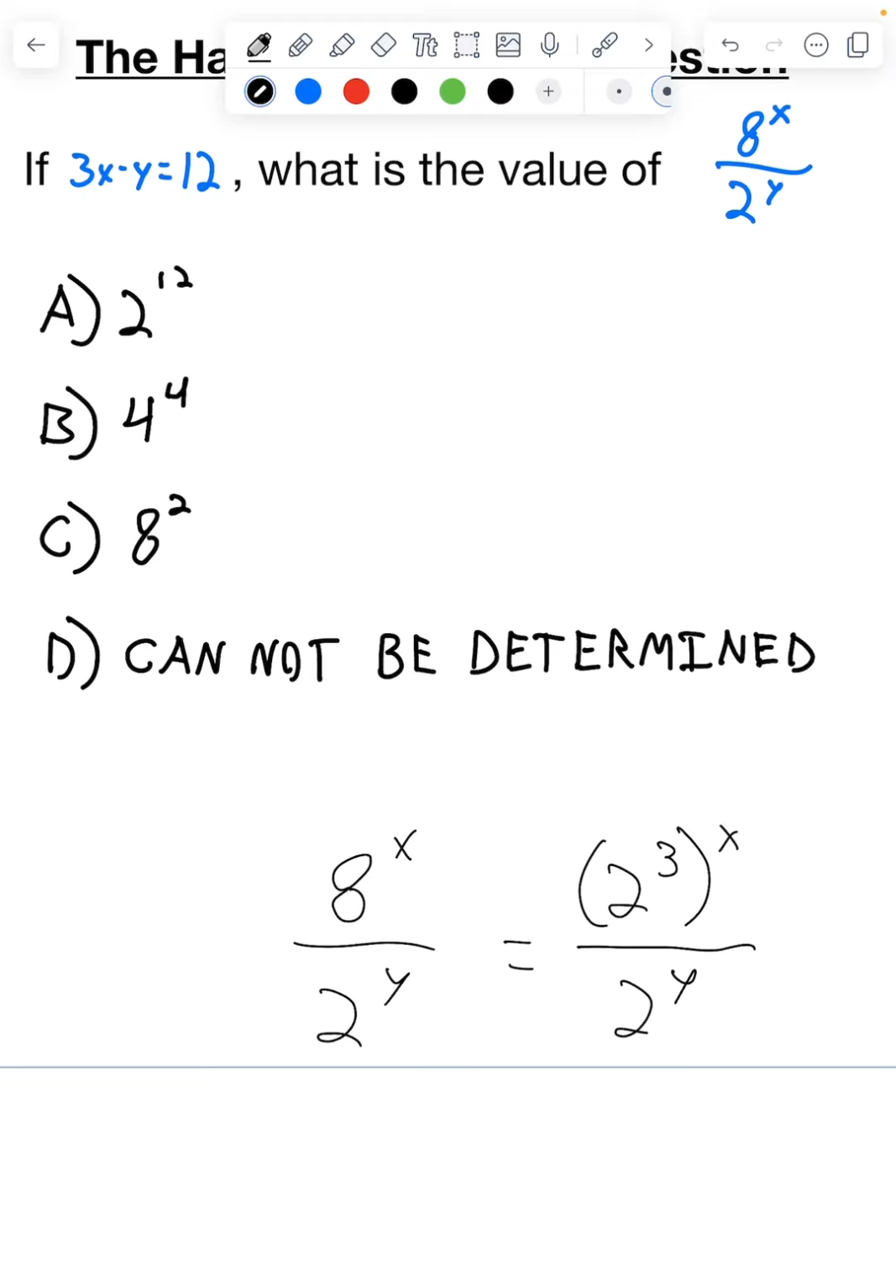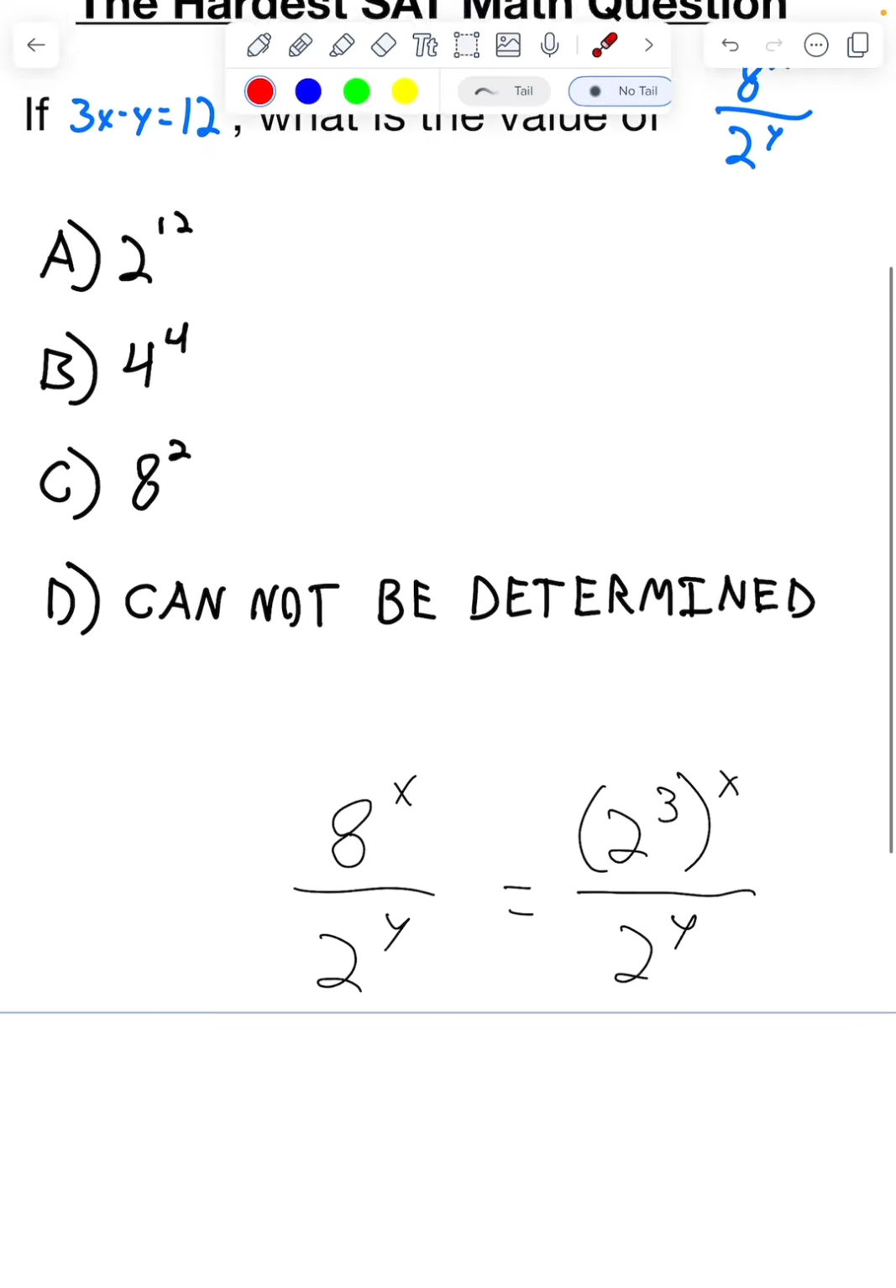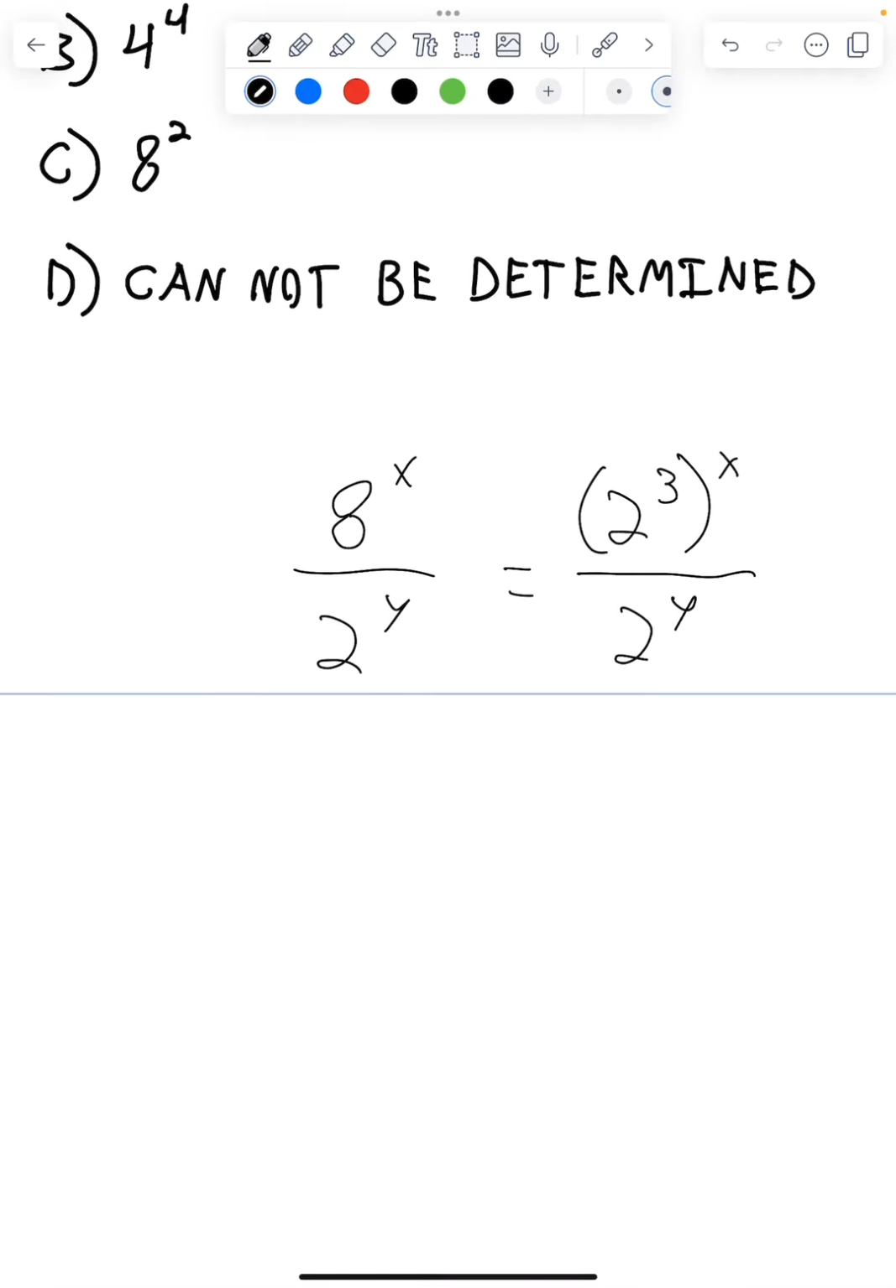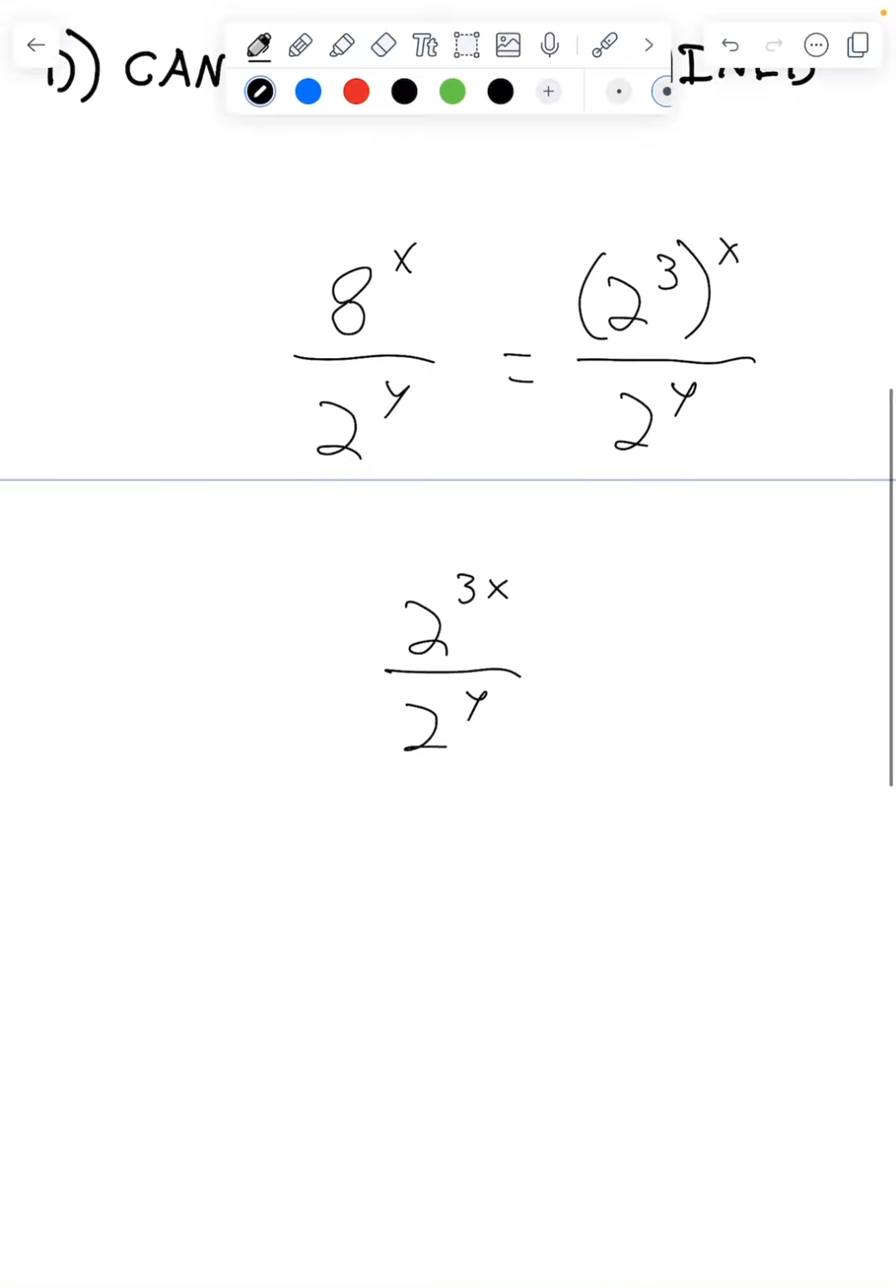Now from here, what happens when I have a power to a power? Multiply them, right? So let's go ahead and multiply those. So I've got 2 to the power of 3x over 2 to the power of y. Now this looks a whole lot better. I've got a 2 with a power on the top, and I have a 2 with a power on the bottom. If I'm dividing and I've got the same base here and here, I can subtract my powers, right? 3x and y. So I can rewrite this one more time as 2 to the power of 3x minus y.